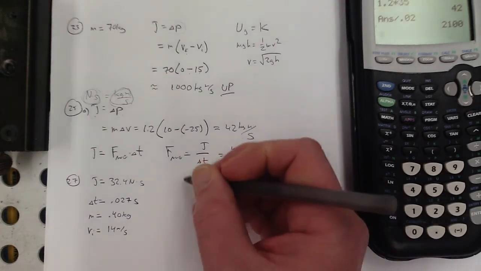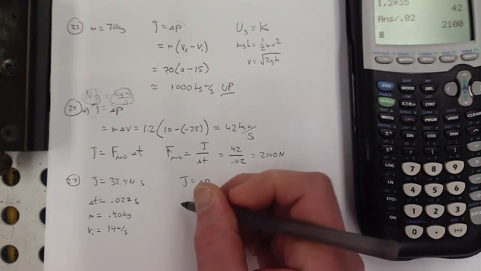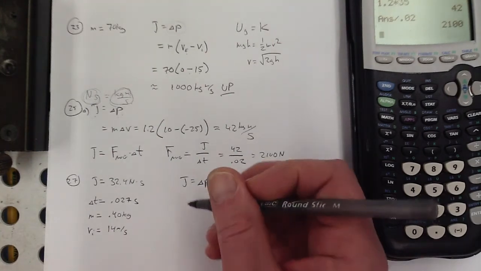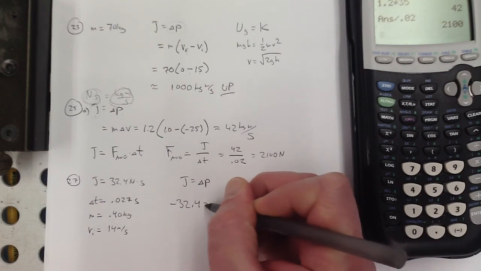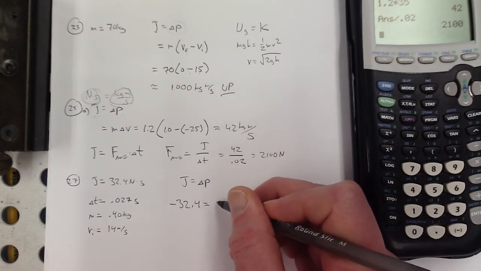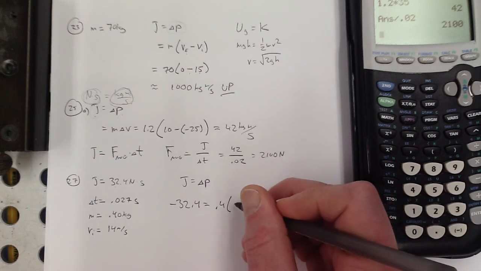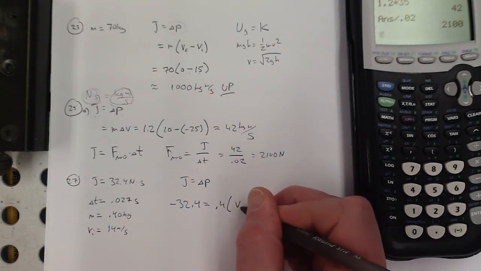Okay, so I know that impulse is equal to change in momentum. I know the magnitude of the impulse. The force is applied in the negative direction, so the direction of the force and the direction of the impulse have to be the same. So that means that's negative 32.4 here, equals change in momentum. That's mass times change in velocity. I think that's what we're looking for right here, right?